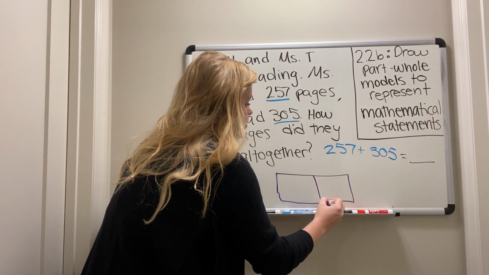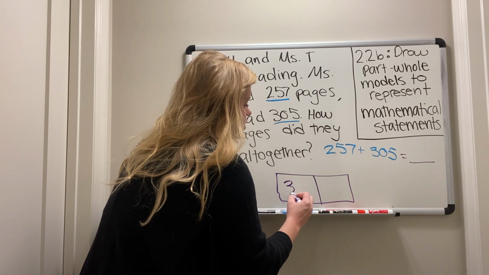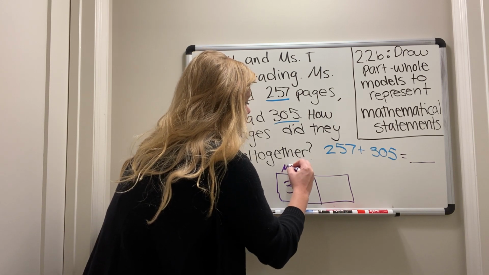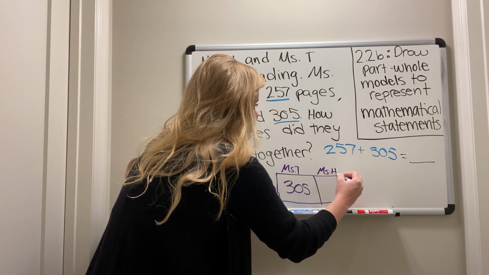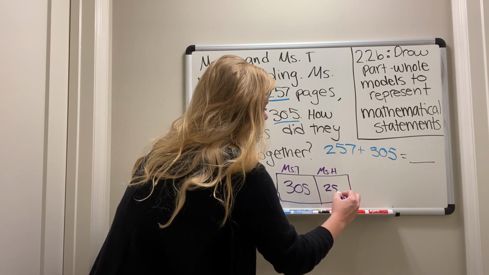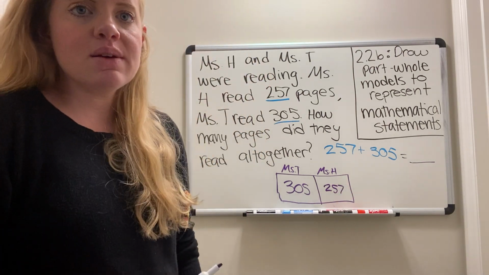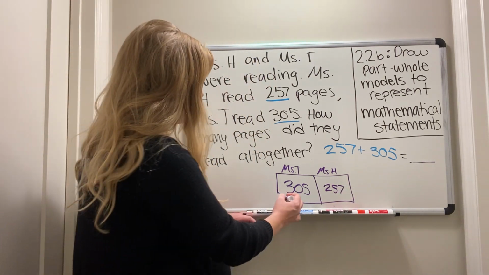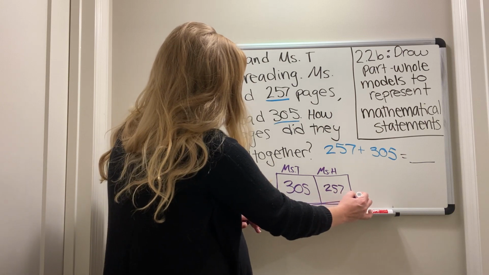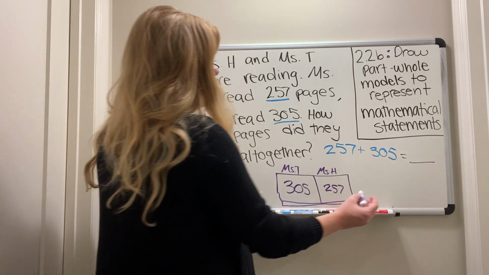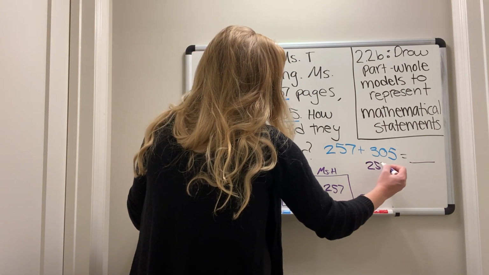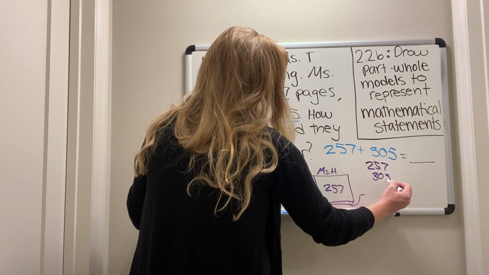So Miss Tanner read more than Miss Halverson. So she's going to get the 305 here. Miss T, Miss H, and I read 257. Now, this is a terrible example because look, I drew it way too far down here, but if my board were bigger, then I'd write the total down here. So let's add 257 plus 305.